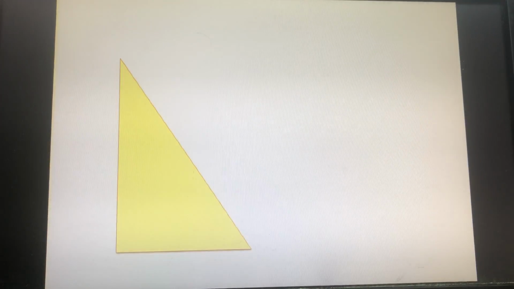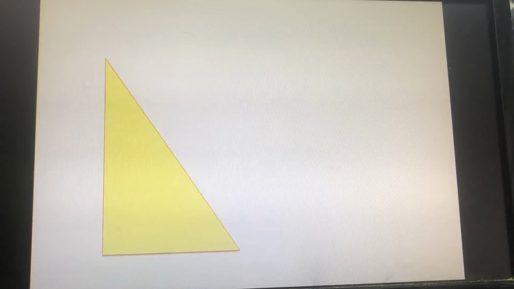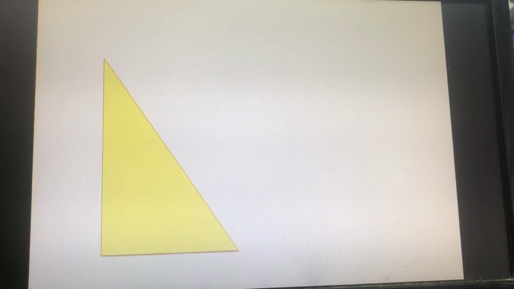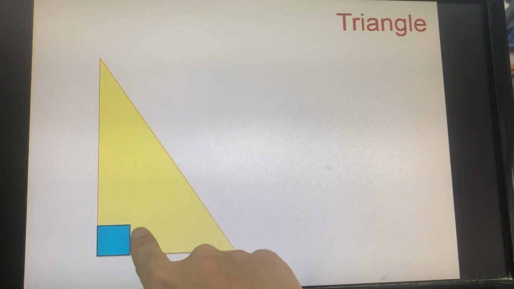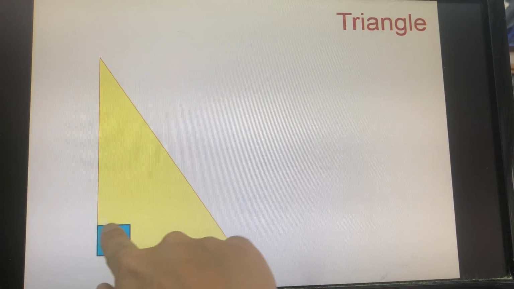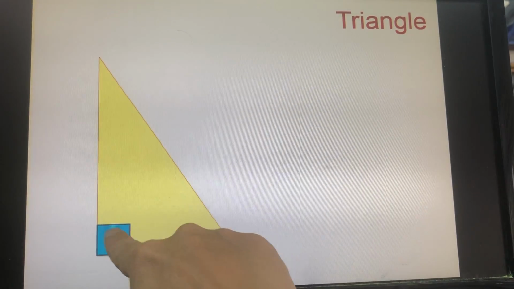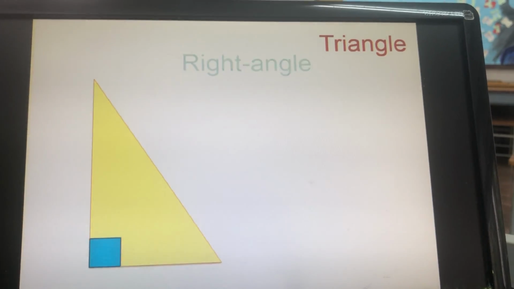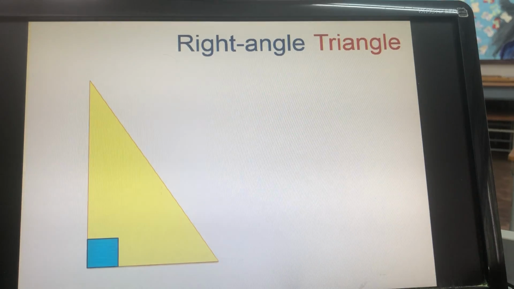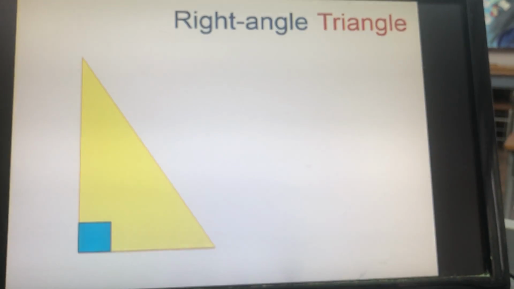So first of all, do you remember when we can use the Pythagoras Theorem? In any kind of triangle or just a certain kind? For this triangle, can we use the Pythagoras Theorem? No, not yet. Because in order to use the Pythagoras Theorem, we need a right angle. When there's a right angle, this symbol, a little square, means that it is a right angle. This angle's size is 90 degrees. We call this the right angle. With a right angle, we call this a right angle triangle. For a right angle triangle, we can use the Pythagoras Theorem.